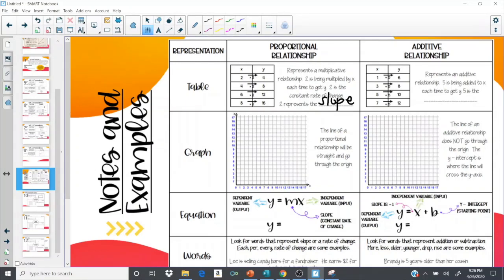In an additive relationship, when you're looking at a table, the relationship between the x and y values would be some type of addition, or it might even look like subtraction. It's still additive, which means you're adding, but if the numbers are decreasing, that means you're adding a negative. So you can represent it as subtraction. So in this particular table, 5 is being added to x each time to get y. Therefore, 5 represents your, if you said y-intercept, you are correct.